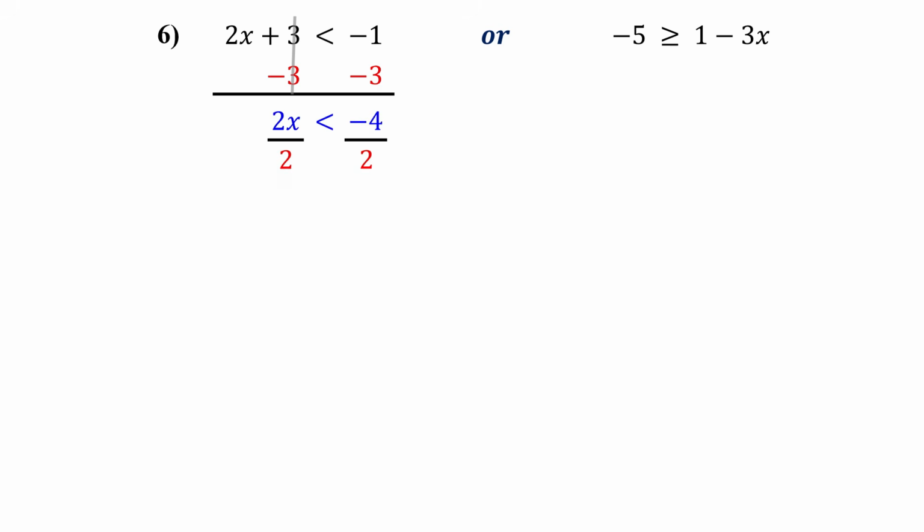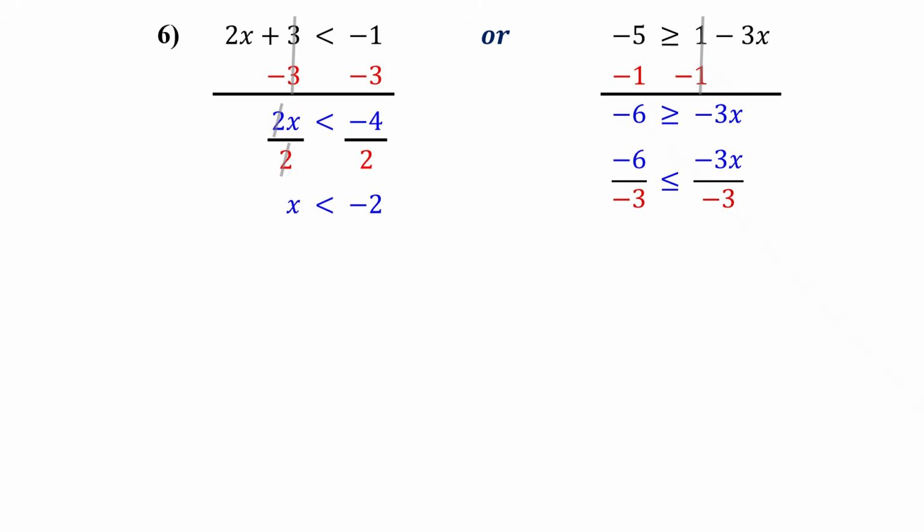Now divide both sides by 2 to get x by itself. That gives us x is less than -2, right? That is the solution to the first inequality. Now for the second one, first isolate -3x by subtracting 1 from both sides. On the right, the 1's cancel out, leaving -3x. On the left, we get -6.